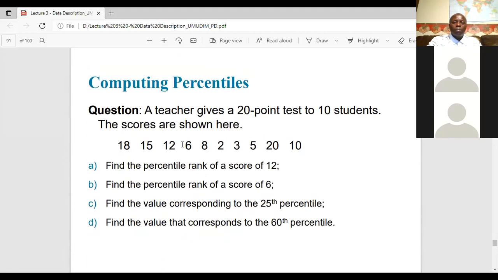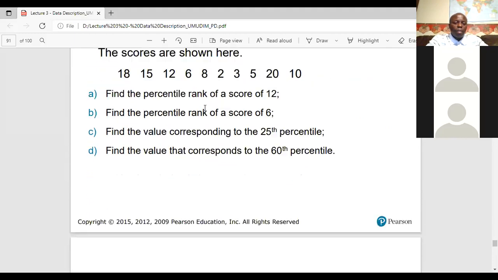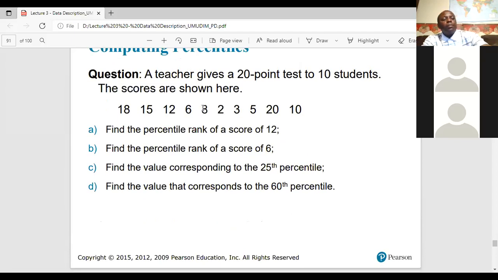Say a teacher gives a 20-point test to 10 students. The scores are shown here. You say find the percentile rank of the score of 12, find the percentile rank of the score of 6, find the value that corresponds to the 25th percentile, find the value that corresponds to the 60th percentile.